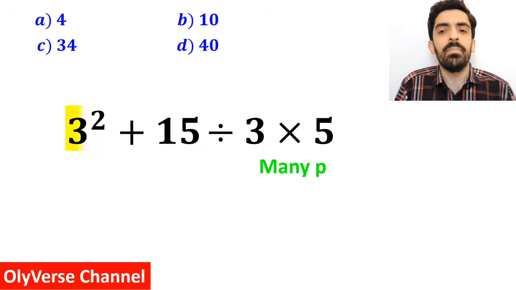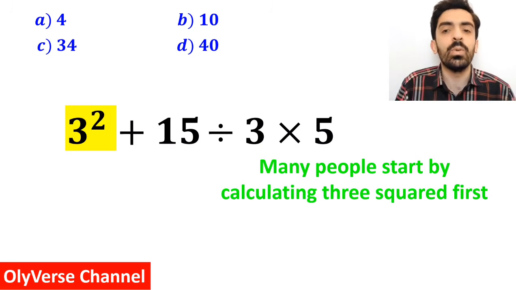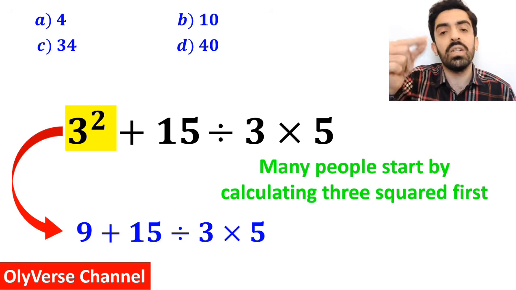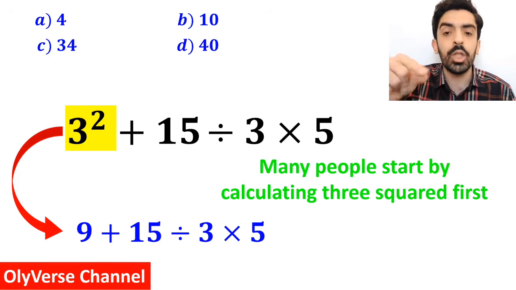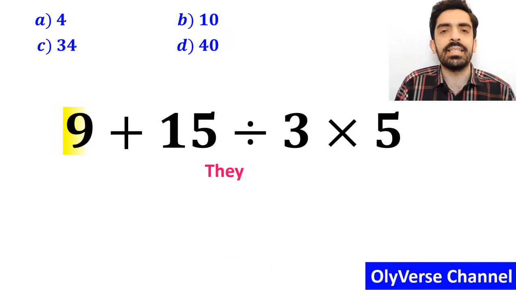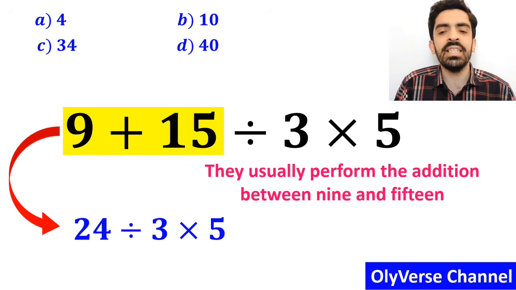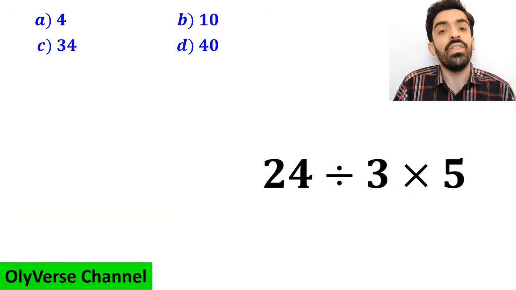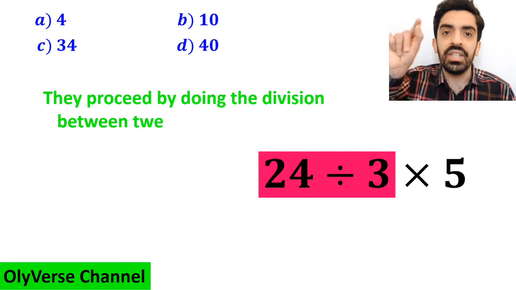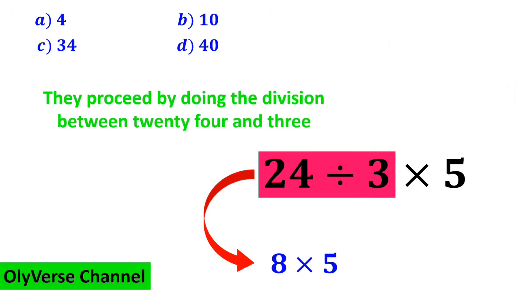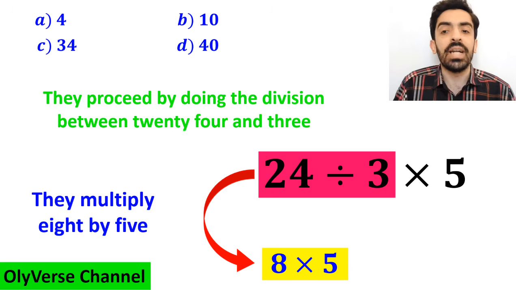To solve this question, many people start by calculating 3 squared first, and instead of the original expression, they rewrite it as 9 plus 15 divided by 3 multiplied by 5. And the next step, they usually perform the addition between 9 and 15 and simplify this expression to 24 divided by 3 multiplied by 5. Then, they proceed by doing the division between 24 and 3, which gives them 8 multiplied by 5. And finally, they multiply 8 by 5, which ends up with the answer 40.